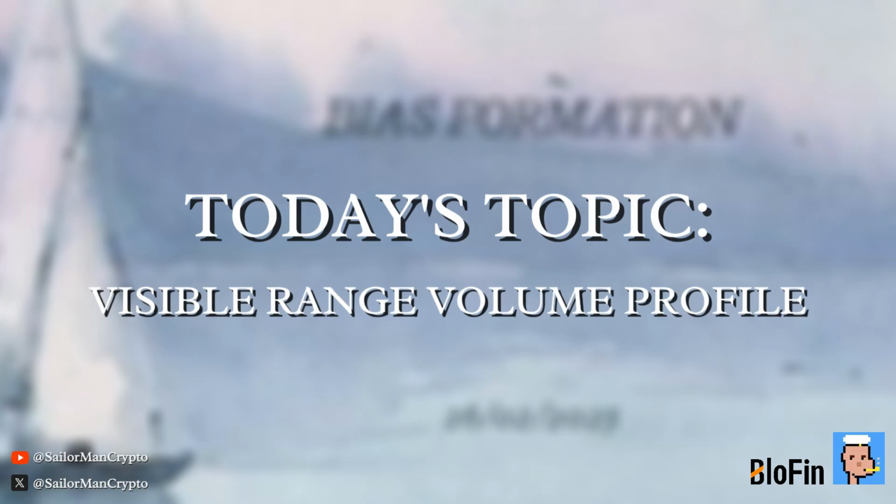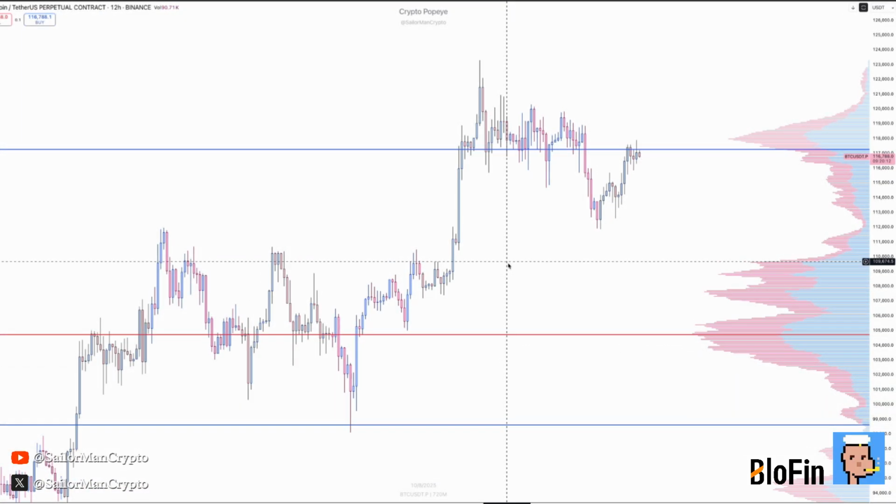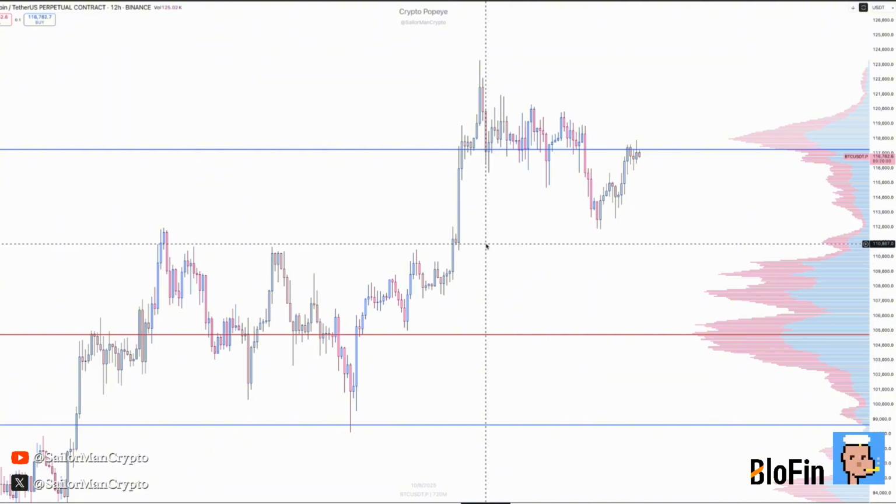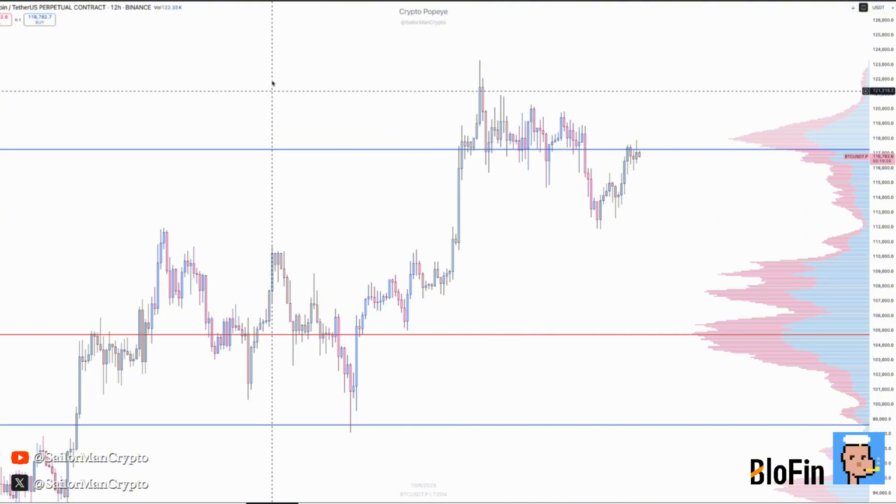But without further ado, let's see how to set the visible volume profile, how to use it, and to give you some tips and practical examples on some of the trades I took using this tool.